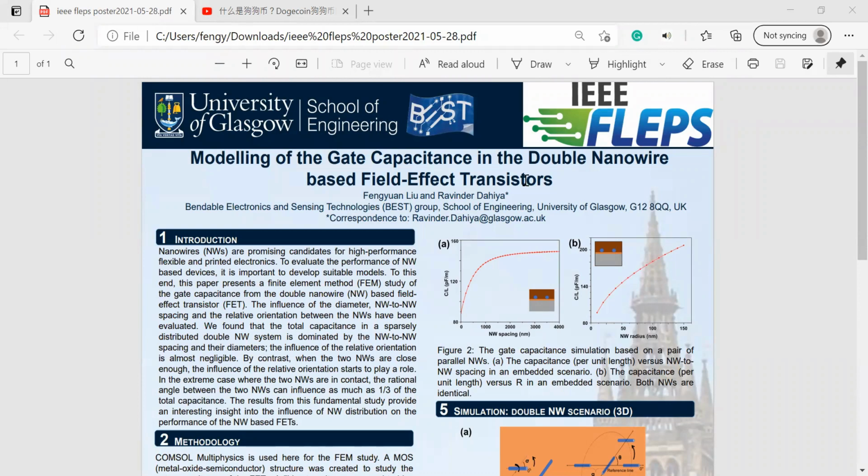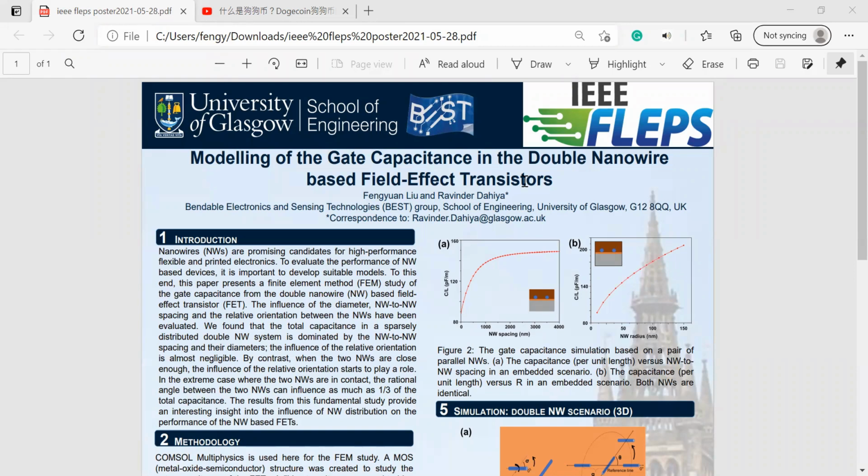Now I will present the study on the gate capacitance in the double nanowire-based field effect transistors. So the first is the introduction section.